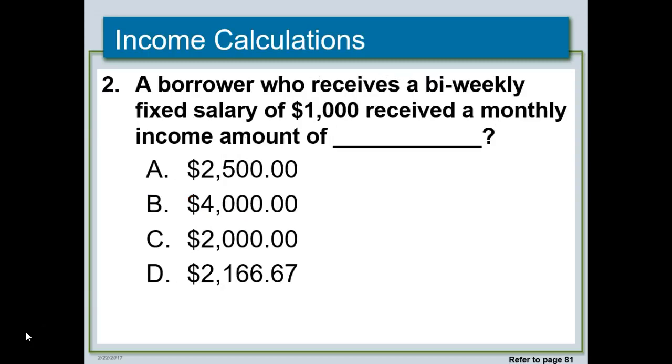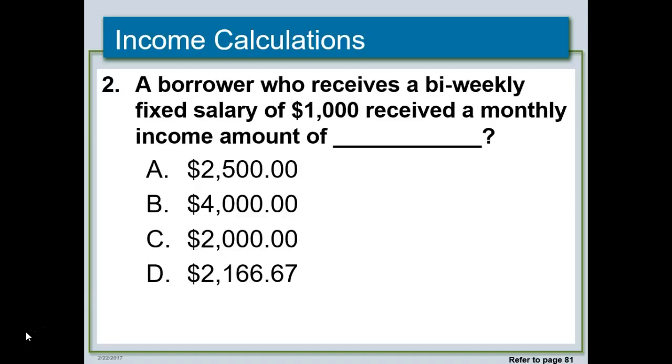But this next one is on biweekly. A borrower receives a biweekly fixed salary of $1,000. How much is the underwriter going to count toward the loan? If they receive $1,000 and is biweekly, how much are they going to count?